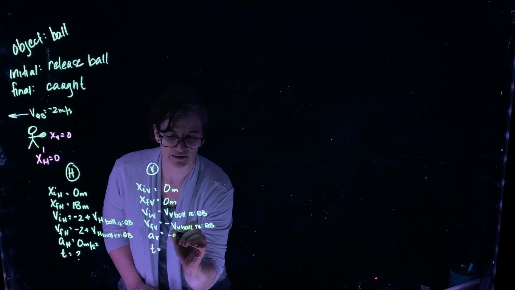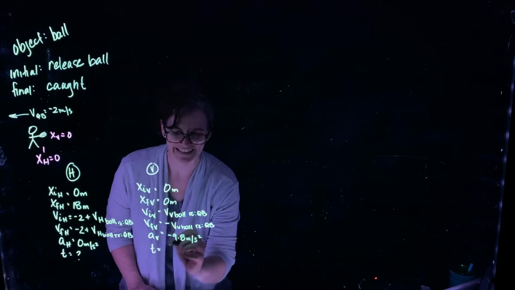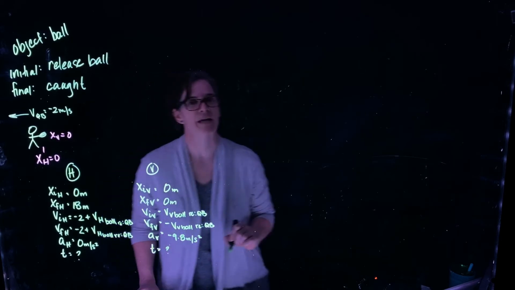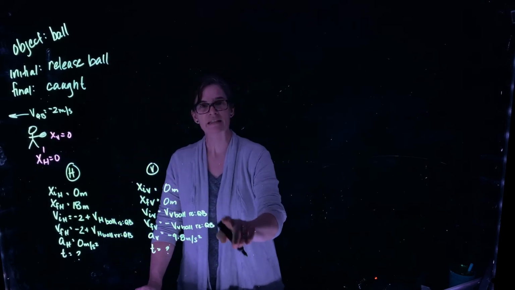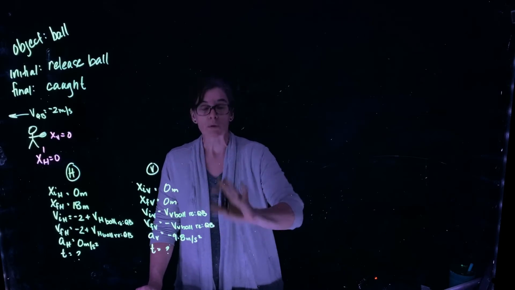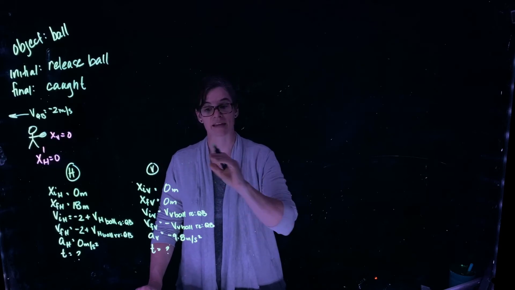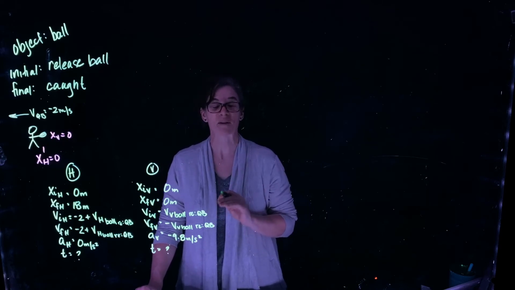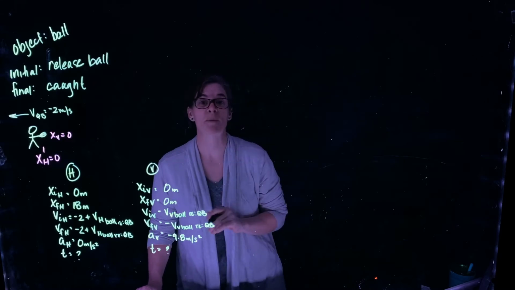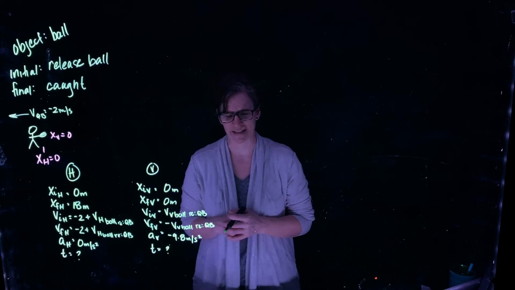Our vertical acceleration is negative 9.8 meters per second squared because it's gravity, and we don't know the time. So if you're not sure about this understanding, do a problem where you look at what the initial and final velocities are relative to one another. If you know that the ball is going up and down, you can do a one-dimensional problem to prove that to yourself if you need.